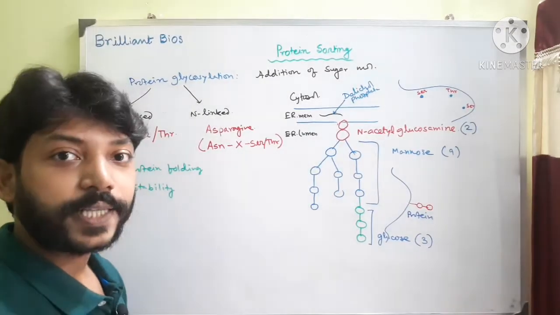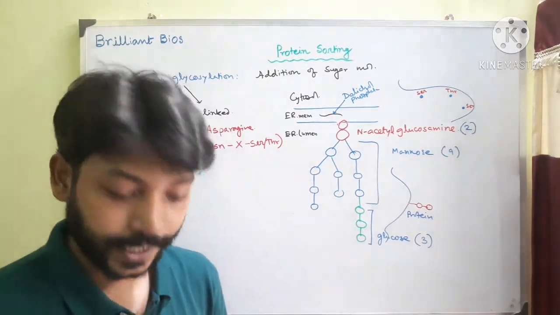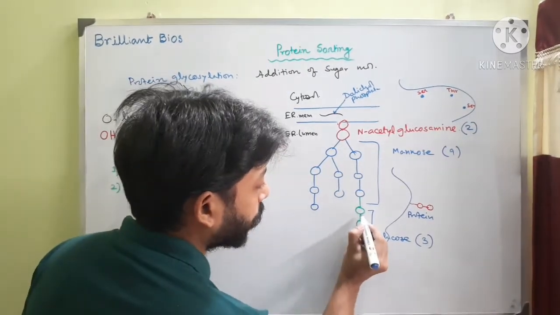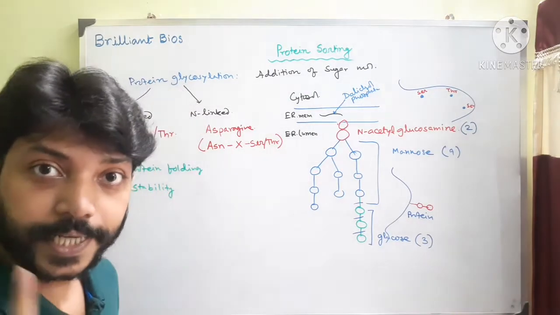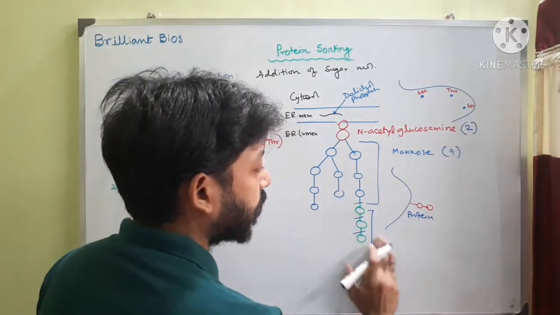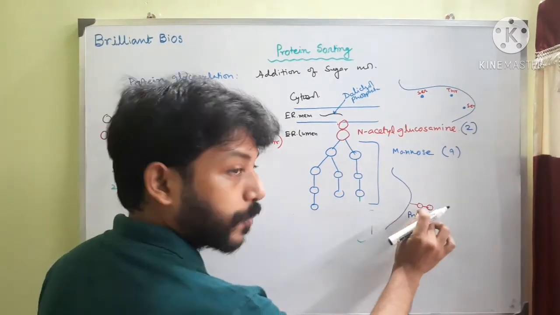Then there is a mechanism, and there are some enzymes present, like glucosidase. The glucosidase enzyme cuts these 3 glucose. Now there is no glucose present in this oligosaccharide. This oligosaccharide is present in the protein. Okay.